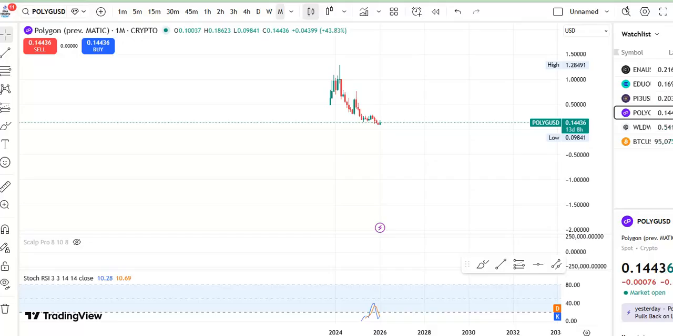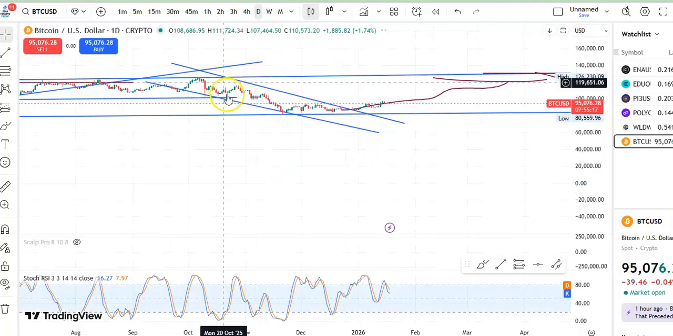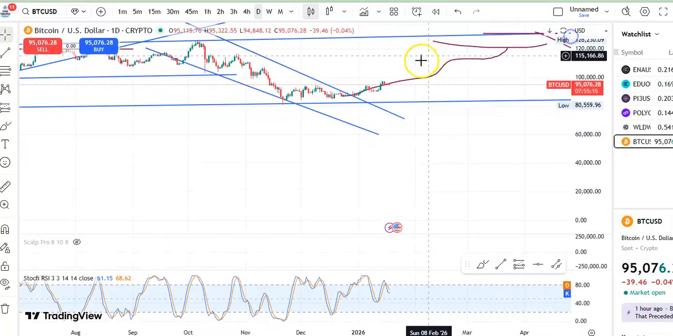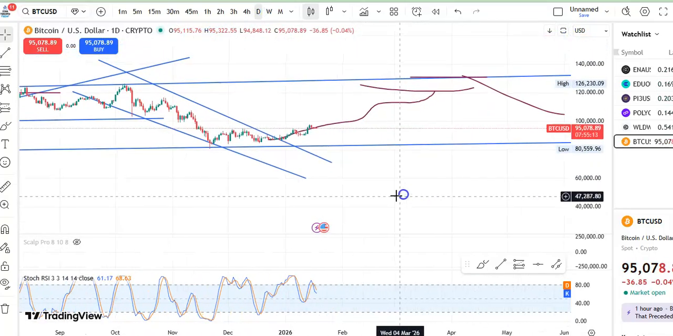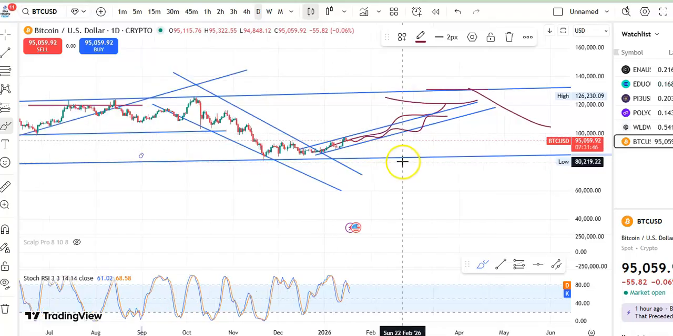First, let's quickly check Bitcoin because altcoins follow Bitcoin. So let us go to the chart. You can see that I'm in the BTC chart, and you can see the candles have already started moving in an upward direction, and I've drawn the support resistance trend lines. You can see that the candles are moving only within this channel pattern.